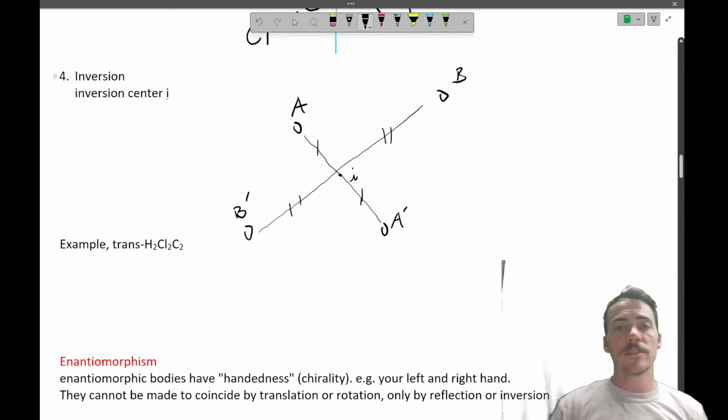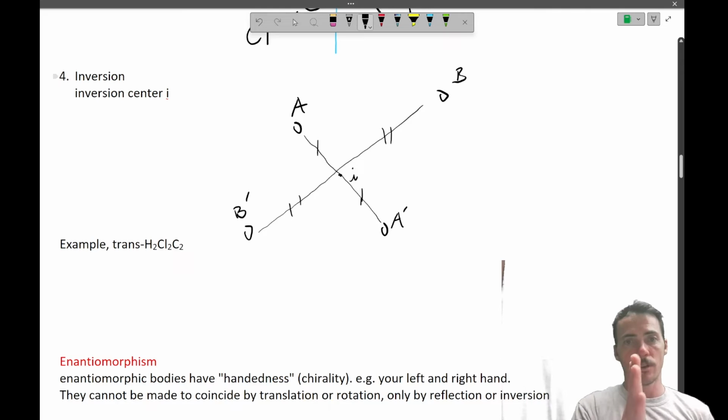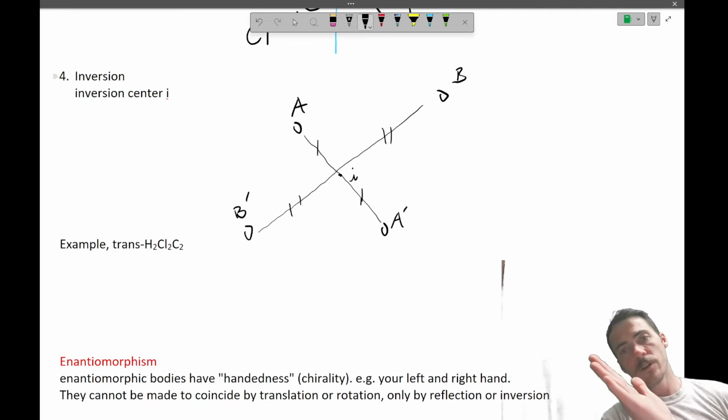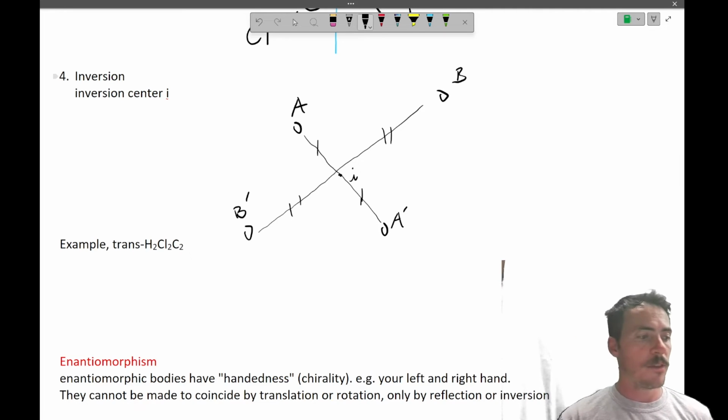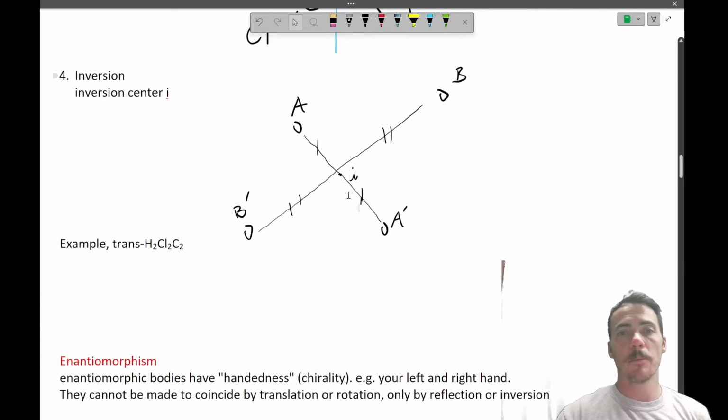You can see that's not the same thing as a mirror reflection. If we had a vertical line or even a horizontal line, it would not be the exact same thing. This gives us different symmetry, right? And there are examples of this in molecules too.